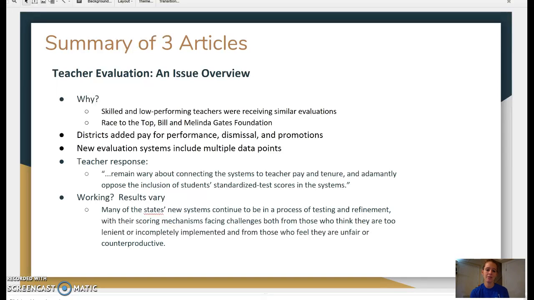And then the next part of the article talked about whether or not teacher evaluation system changes have been working, and results vary, mostly because new systems are still in the process of implementing their processes effectively. There's a lot of testing and refinement going on. They're facing challenges with incomplete implementation, and also facing challenges with teachers who want to appeal because they feel like they've been unfairly or counterproductively scored.